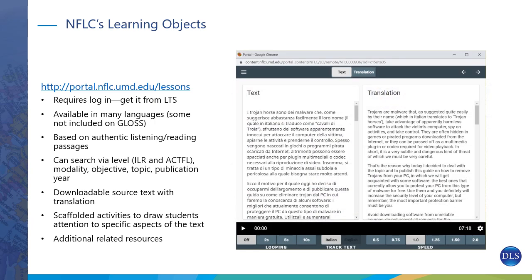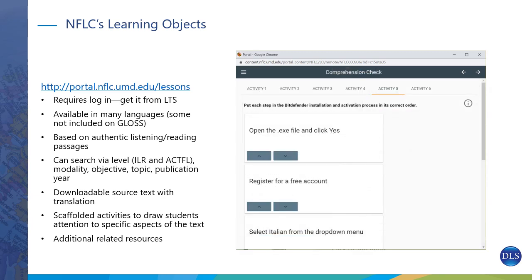Just like Gloss, each lesson has a source text and a translation. It also has audio with some interesting features, so you can listen in Italian or in English, and you can also change up the speed with which you're listening. The activities are also scaffolded, so you have a variety of activities to check the comprehension of the article. And then, just like with Gloss, NFLC has additional related resources that are available.